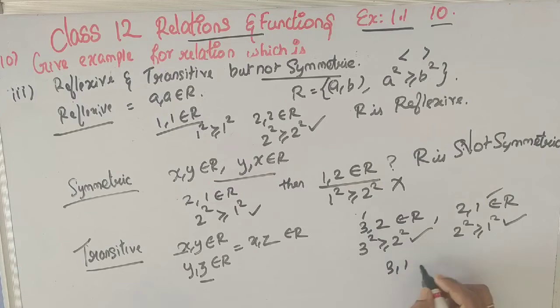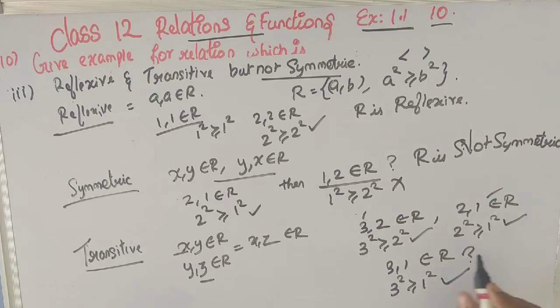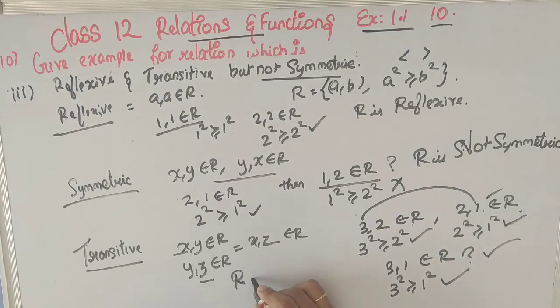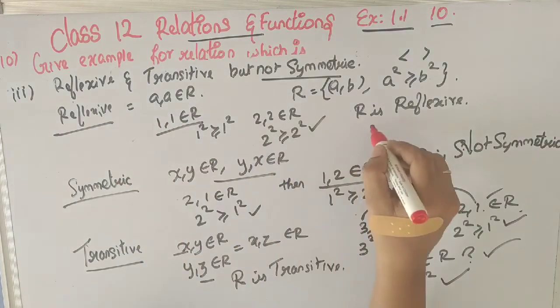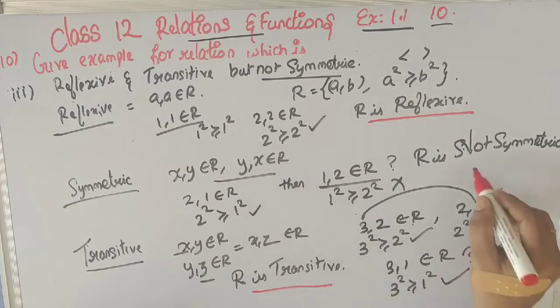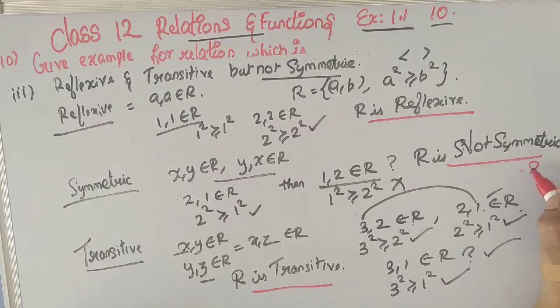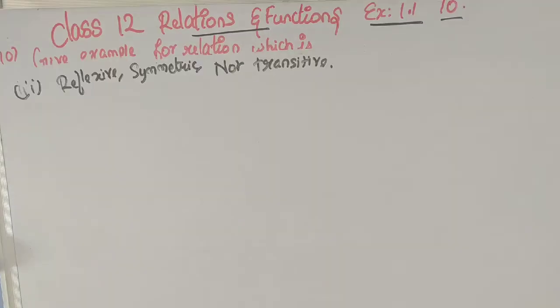Then we can take 3 and 1. Is (3, 1) an element of R? Yes, because 3 squared is greater than or equal to 1 squared. Therefore, (3, 2) is an element of R, (2, 1) is an element of R, and (3, 1) is also an element of R. Therefore, R is transitive. So, we have given an example for a relation which is reflexive and transitive and not symmetric. Clear? Do you understand? Now we can go to the next question.